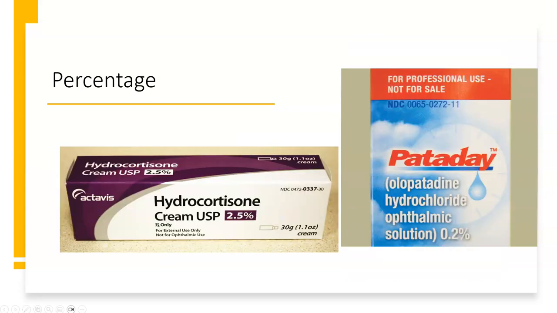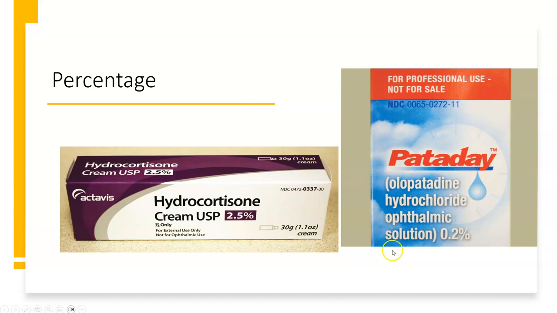Some drugs are measured as percentages. This happens a lot with our creams and ointments. This is a 2.5% hydrocortisone cream. The package holds 30 grams of cream or 1.1 ounces. There's going to be different strengths, so it could be a 10% hydrocortisone. You use that to help you make sure that you're selecting the correct medication.